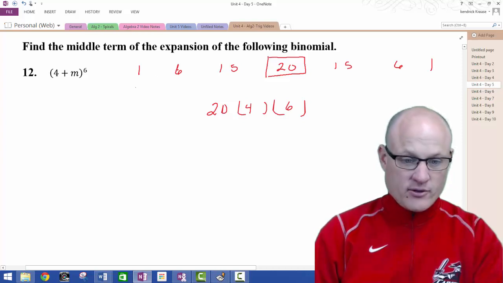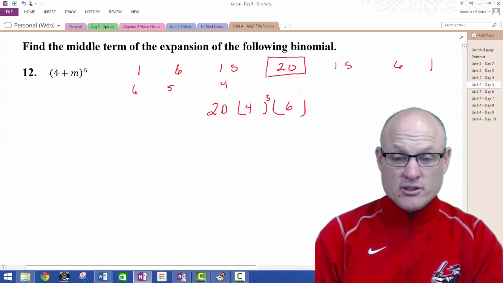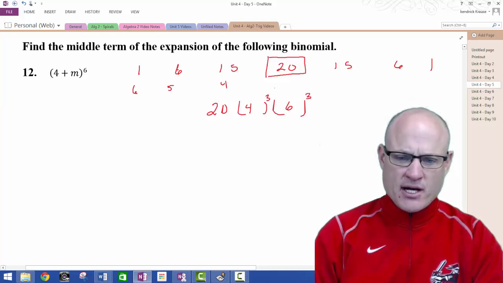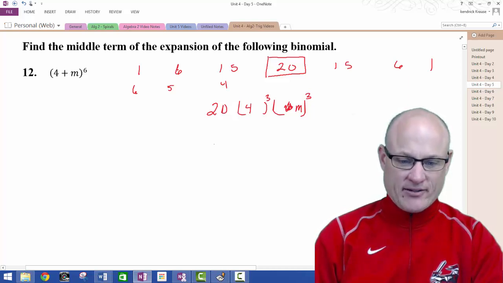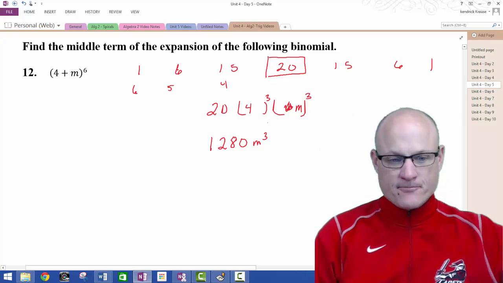on the first parenthesis, we're going to go 6, 5, 4, 3, and since they have to add up to 6, this will also be a 3. So I just got to figure out what this is. Now, I'm not sure why I put a 6 here. This should be an M. So let's see. 4 cubed is 64. 64 times 2 is 128 and add a 0. Now I can put that in my calculator. M cubed. 1280 cubed. Done.